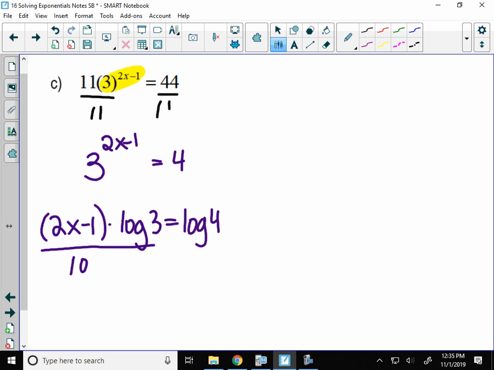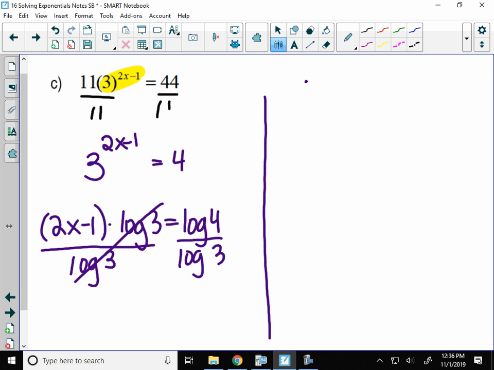I know you're shouting on the inside. You're dividing by log of 3. Now this one's going to get yucky. There's going to be more steps involved here. So I'm going to pull this up here. I have 2x minus 1 is log of 4 divided by log of 3.